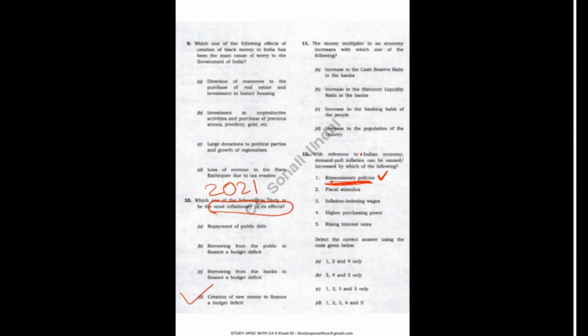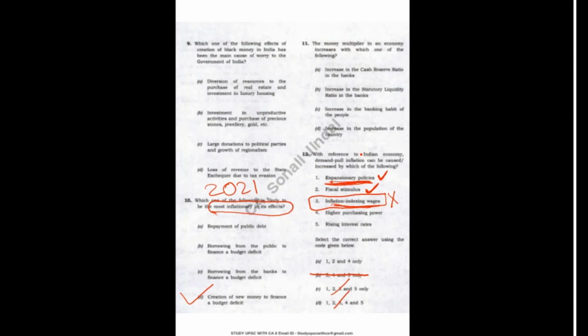Let's eliminate the B statement. Fiscal stimulus. What does it mean? Government is increasing the expenditure. Let's take the earlier example. Government is providing free education or health, so Mr. A will have more money to spend to buy clothes, so it will increase the demand pull inflation. The second statement is correct. Inflation indexing wages. We have discussed, if wages are increasing, it is leading to cost push inflation, so this can't be the answer, we have to eliminate it.